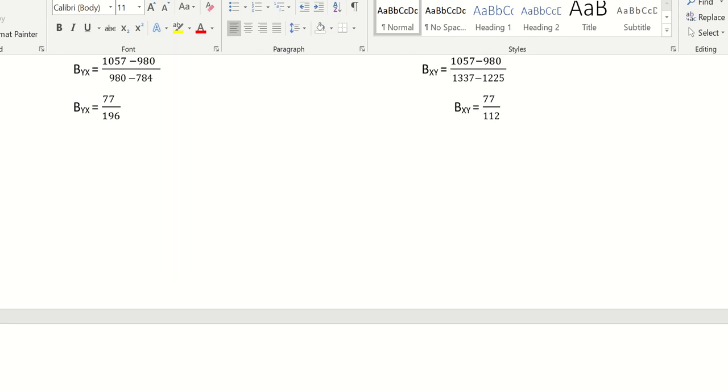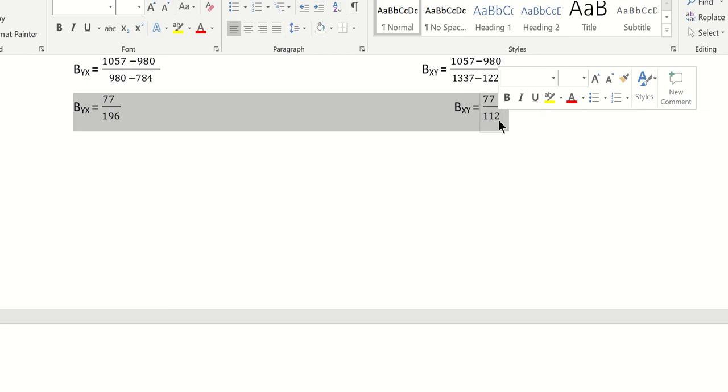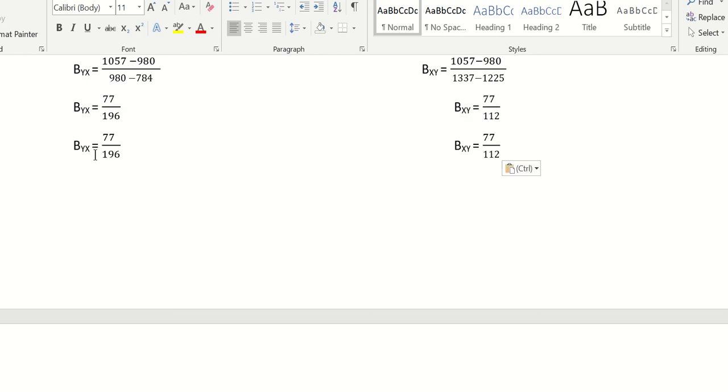So now we'll just solve it. We'll change it in decimals. So 77 by 196 is 0.3928. And similarly 77 by 112 we have to calculate. 0.687. Okay. So now we have calculated b x on y and y on x, right? These two things we have calculated.